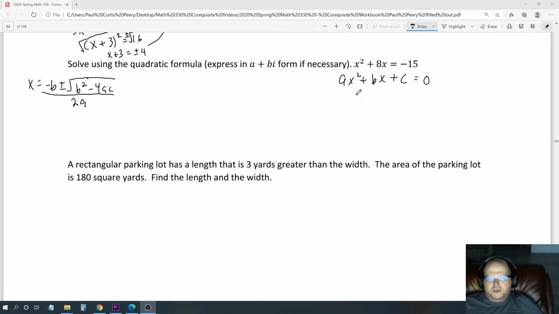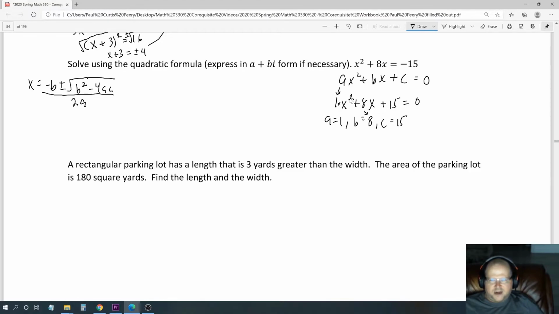Okay, so right here, I'm just going to rewrite this because I want this to be set equal to 0. So I'm going to rewrite this as x squared plus 8x. But since I move the negative 15 from the right to the left, it's going to turn into a plus 15 equals 0. Okay, so we know the implied or understood coefficient in front of the x squared is a 1, right? So that's going to be a is equal to 1. How about b? Well, b is going to be the 8. And how about c? Well, c is going to be the 15.